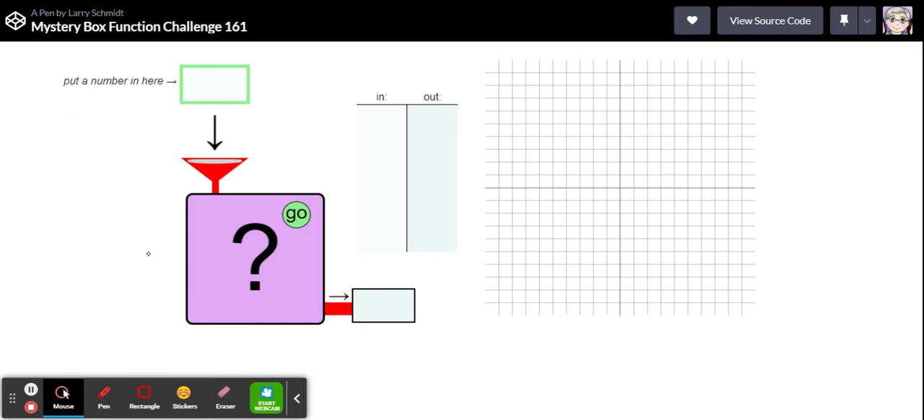In the purple mystery box there is some math and your challenge is to figure out what that math is. You can use the link in the description and try out as many numbers as you like, and when you've got an idea, come on back and see if we get the same thing.